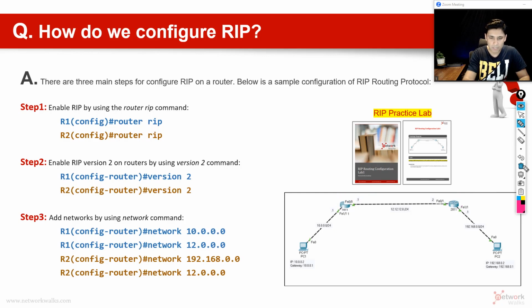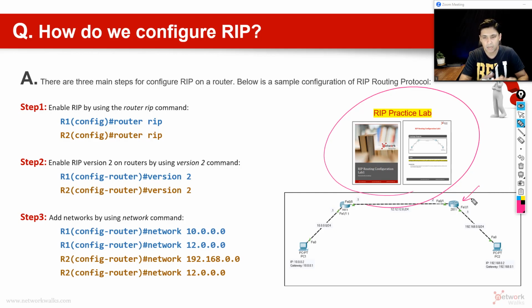There is an example shown here, and also there is a RIP practice lab which I have shared with you guys. You can download the PDF. I'll give the link in the comments below, and you can download the Cisco Packet Tracer file and open the topology. I'll show you now.